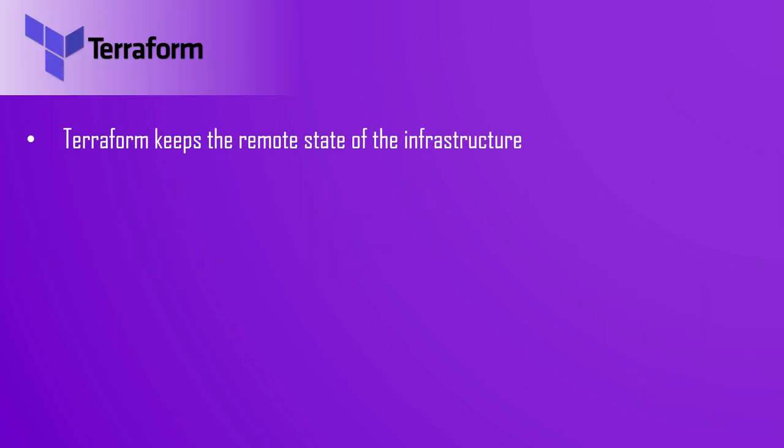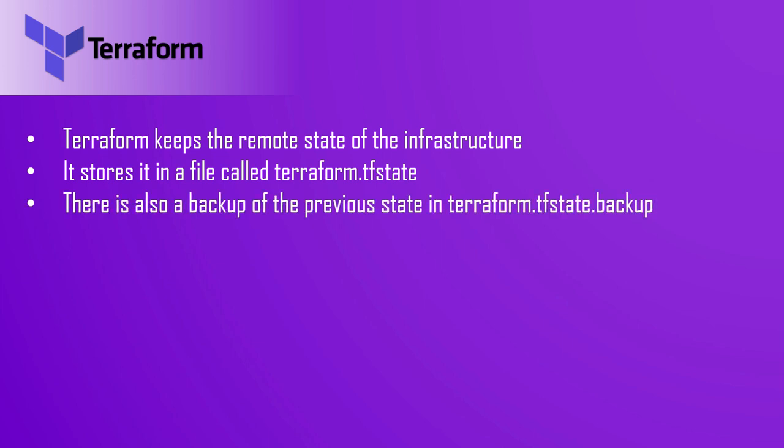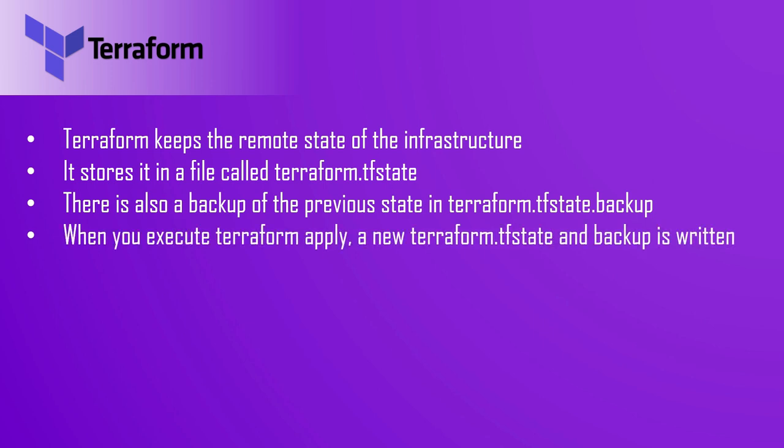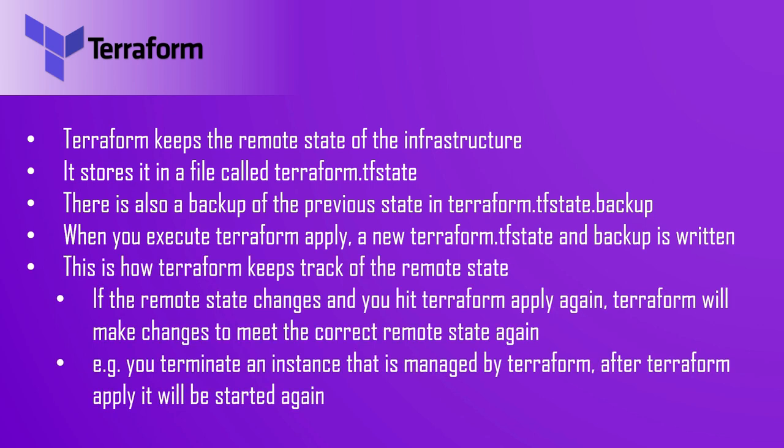Terraform keeps the remote state of the infrastructure. It stores it in a file called terraform.tfstate. There is also a backup of the previous state in a file called terraform.tfstate.backup. So, when we execute terraform apply, a new terraform.tfstate and backup file are written to disk. This is how Terraform keeps track of the remote state.